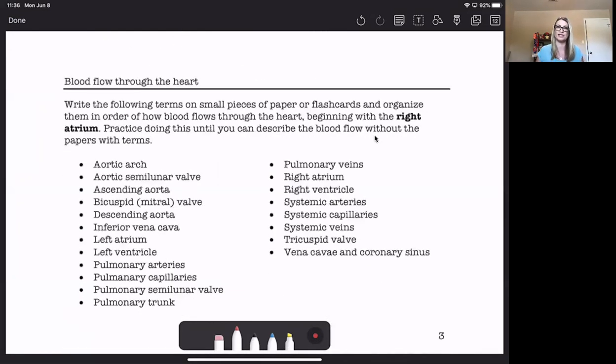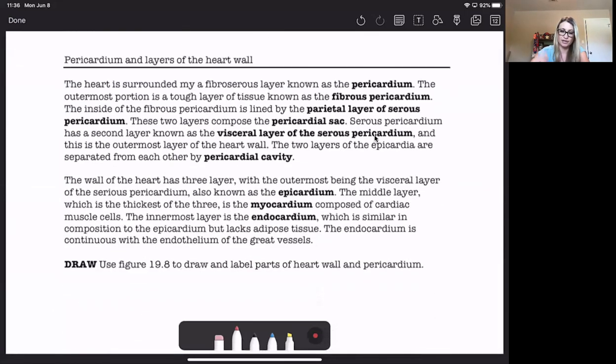What's next? Blood flow through the heart. This you don't really have to submit to me, but I do want you to practice with this. Make sure that you are able to organize these in the right order. And as I said in our live lesson today, there is guaranteed to be a question that has you put these in order. So you do need to know how to put these in order.